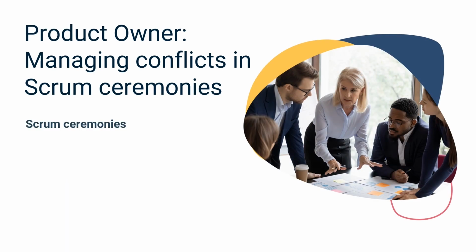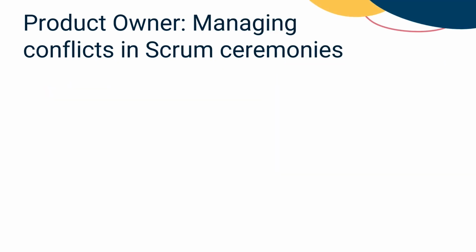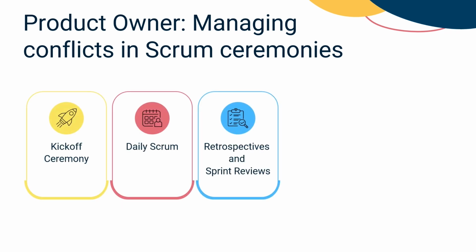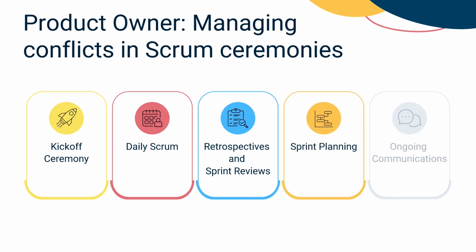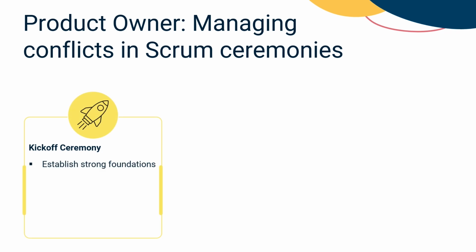Scrum ceremonies create natural opportunities for product owners to manage conflicts effectively. Let's explore how to use 5 key ceremonies: kickoff ceremony, daily scrum, retrospectives and sprint reviews, sprint planning, and ongoing communications. Leverage the kickoff ceremony to establish strong foundations. Set clear boundaries, define project goals, and create standard working rules. Clarify each team member's role, background, and expectations. This early alignment prevents future conflicts.